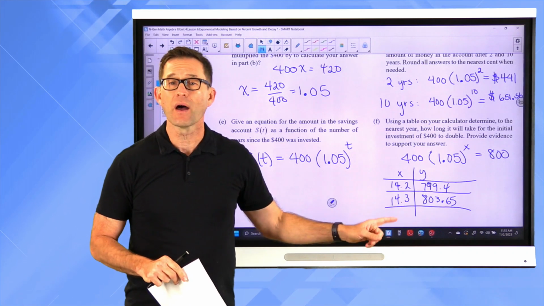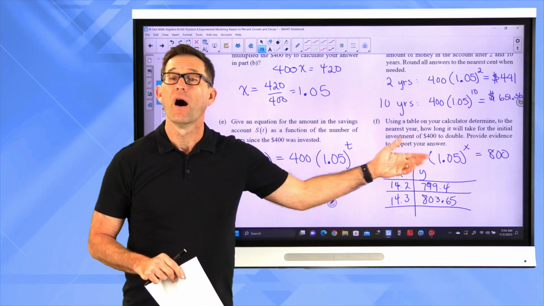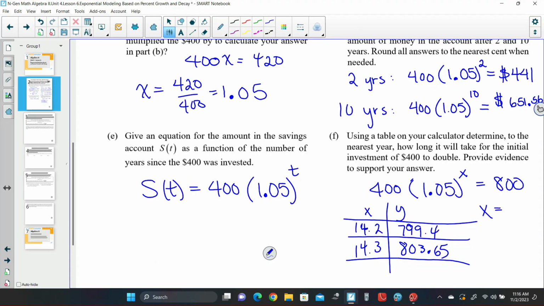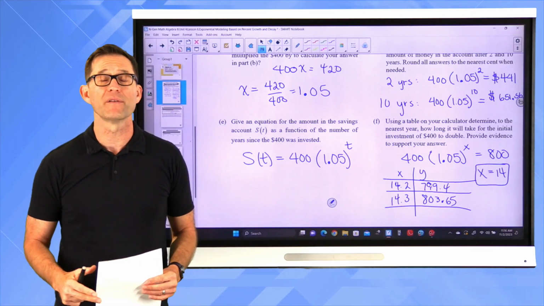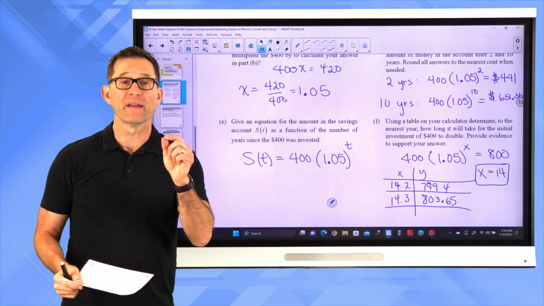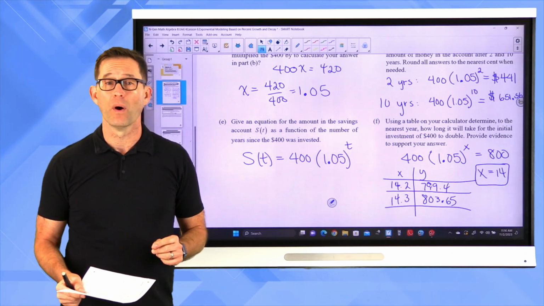In fact, sometime between 14.2 years and 14.3 years, I've doubled. So to the nearest year, X is going to be 14. I wanted to take that opportunity to show you how to set up a table on the TI Inspire and then refine the table so that it went by tenths in the X values instead of just whole number ones.